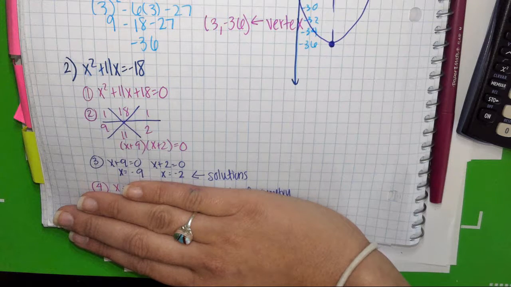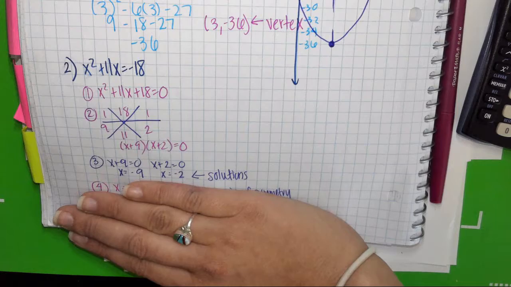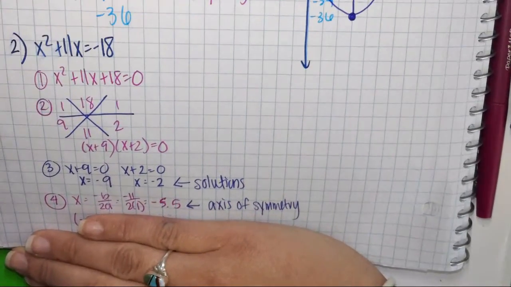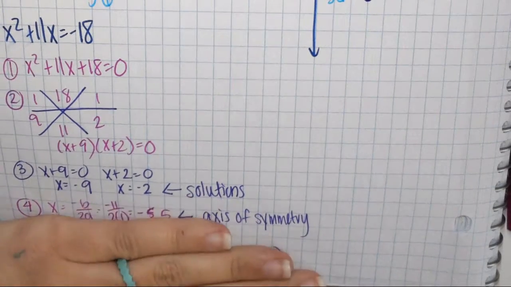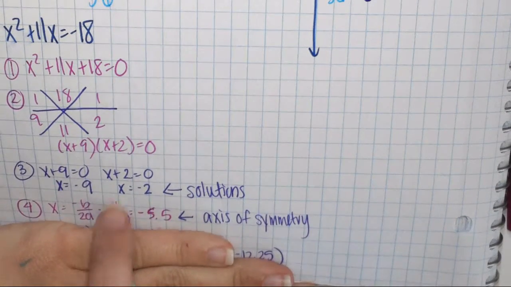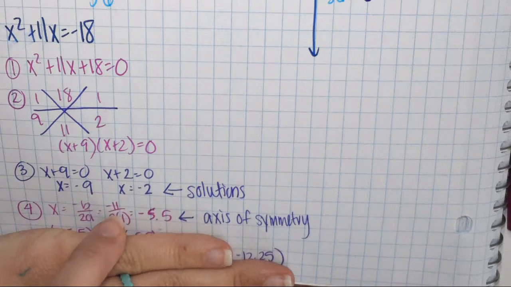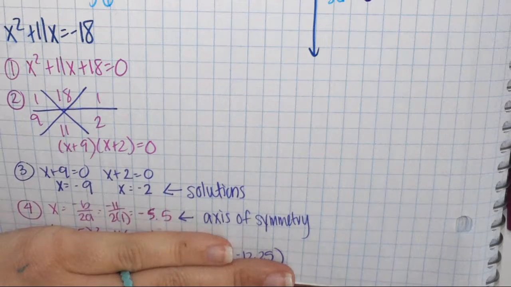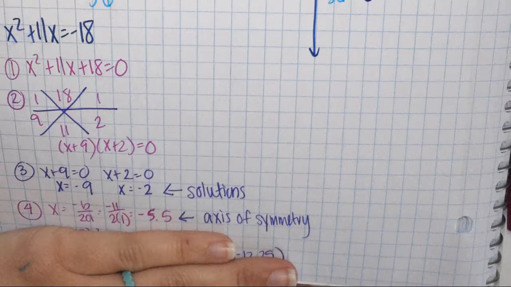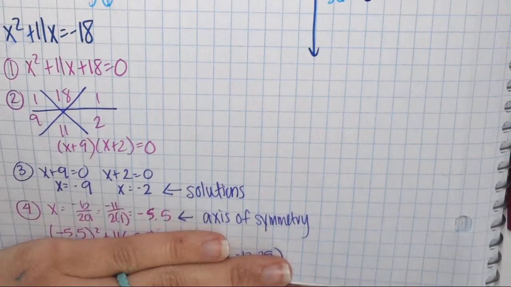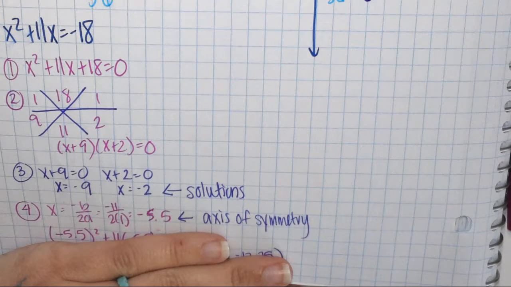Mackenzie, how'd you do? I did it right. I was just waiting on the next part. Okay, so then we do the opposite of b divided by 2 times a, correct? So then the b is 11. The opposite of 11 is -11 divided by 2 times 1. That gives me -5.5. How'd we do there?